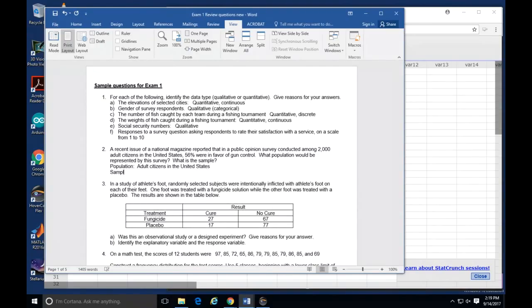Okay, and then for the sample, this is the people who were actually surveyed. Notice that the 56% doesn't have anything to do with that. That's just a statistic from the sample. So the actual sample is the 2,000 people that were surveyed.